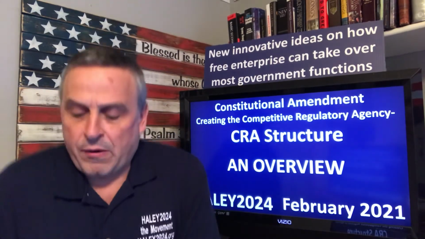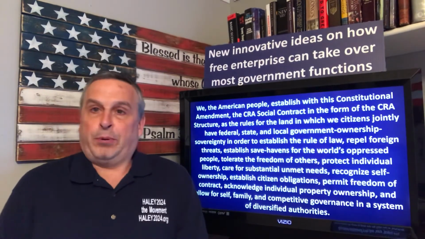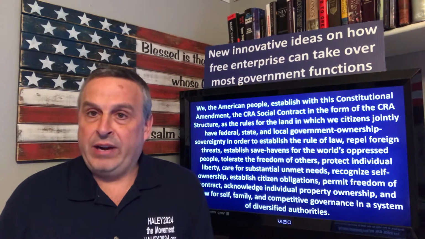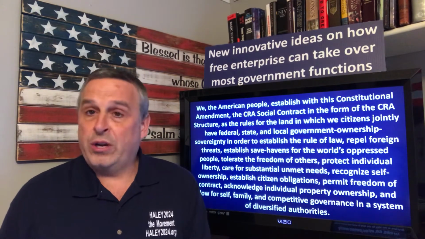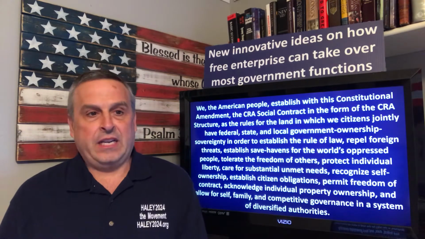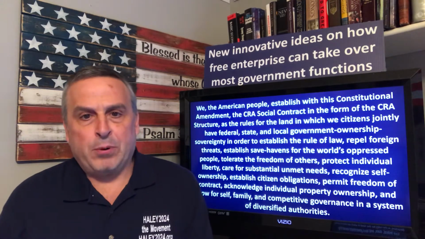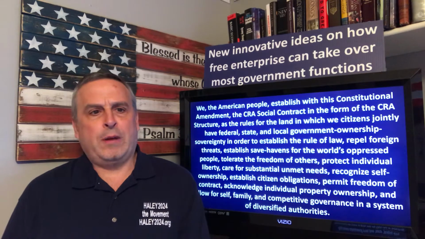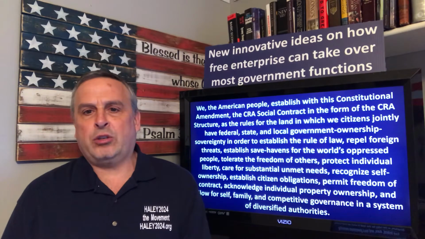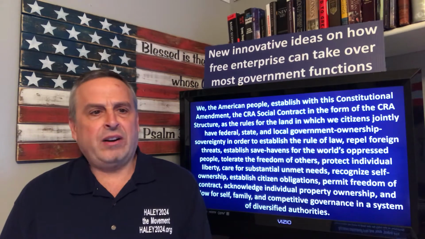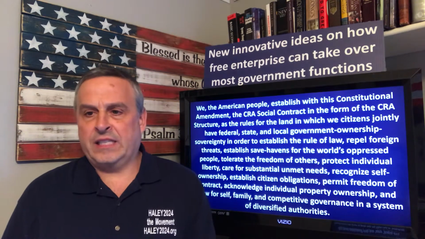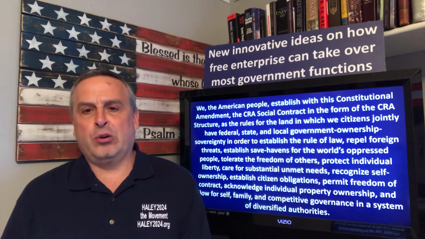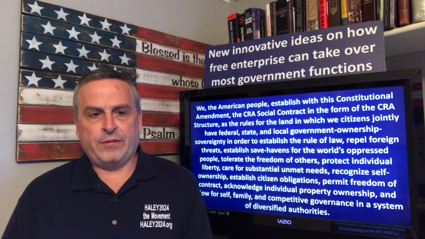So let's go over the overview. This is a preamble, so I'm going to go ahead and read it. You might be able to read along with me if you have a TV big enough, or you can follow along on my website easy enough. We, the American people, established with this constitutional amendment the CRA social contract in the form of the CRA structure as the rules for the land in which we citizens jointly have federal, state, and local governmental ownership, sovereignty.